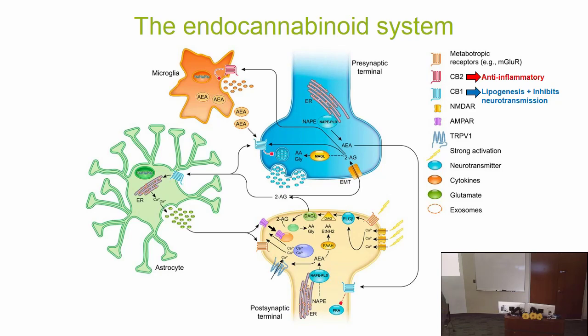Now up here in the top, we have our microglia, and it has CB2. So microglia are inflammatory cells. They're like the white blood cells of our brain. CB2 in the context of microglia and white blood cells is going to limit inflammatory signals. So it's going to suppress inflammation. But the mechanism is very similar.